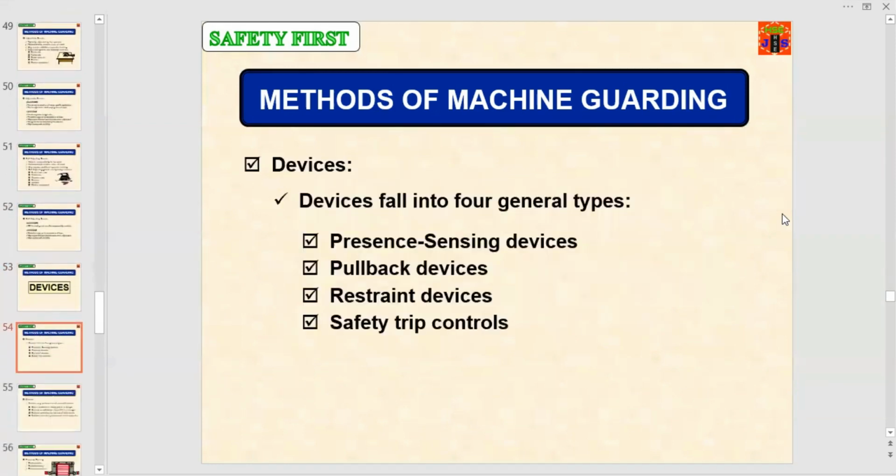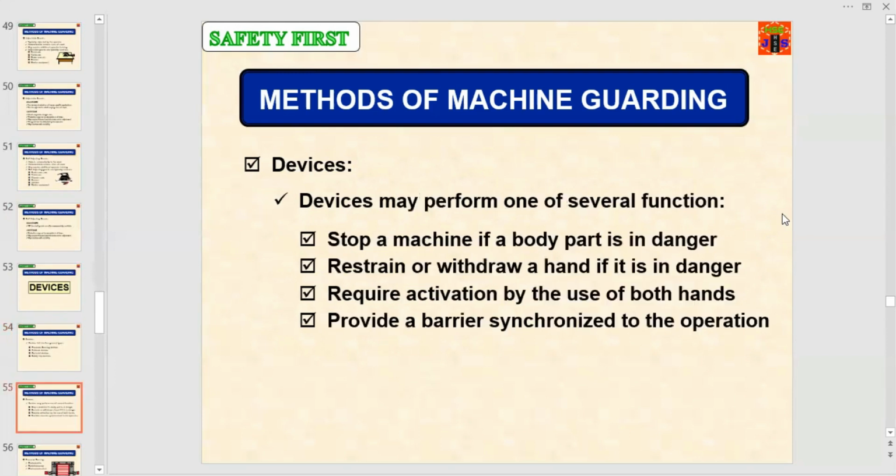After discussing four types of guards, now we are going to discuss devices. Devices fall into four general types. Number one, presence sensing devices. Number two, pullback devices. Number three, restraint devices. And number four, safety trip controls.